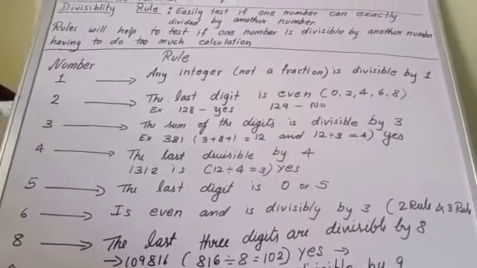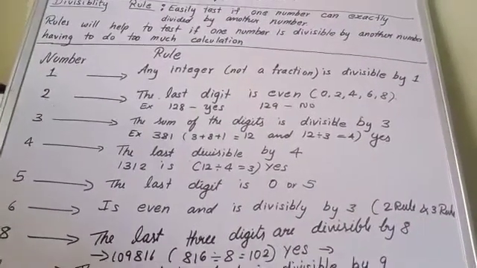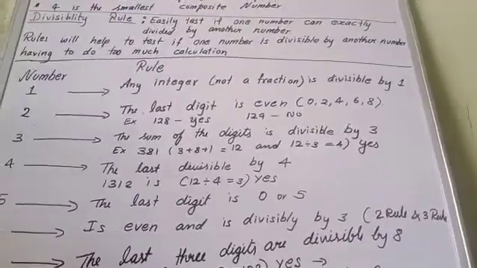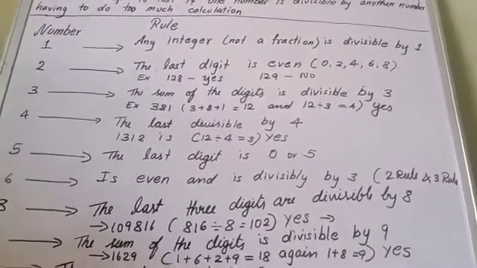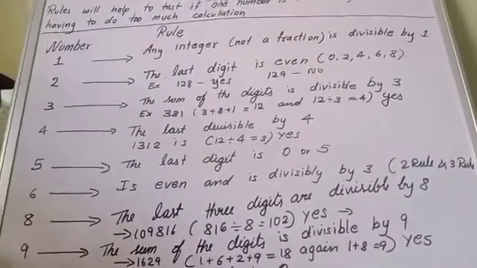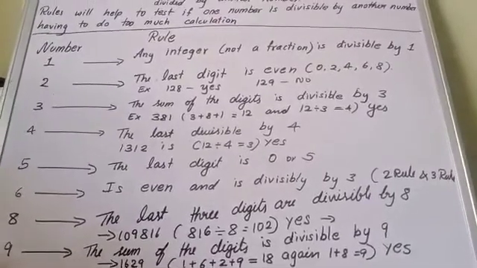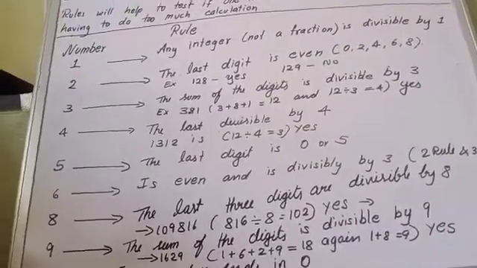Next, if we go for 8, the last 3 digits must be divisible by 8. Last 3 digits. For 4 we use the last 2 digits; for 8 we use the last 3 digits.